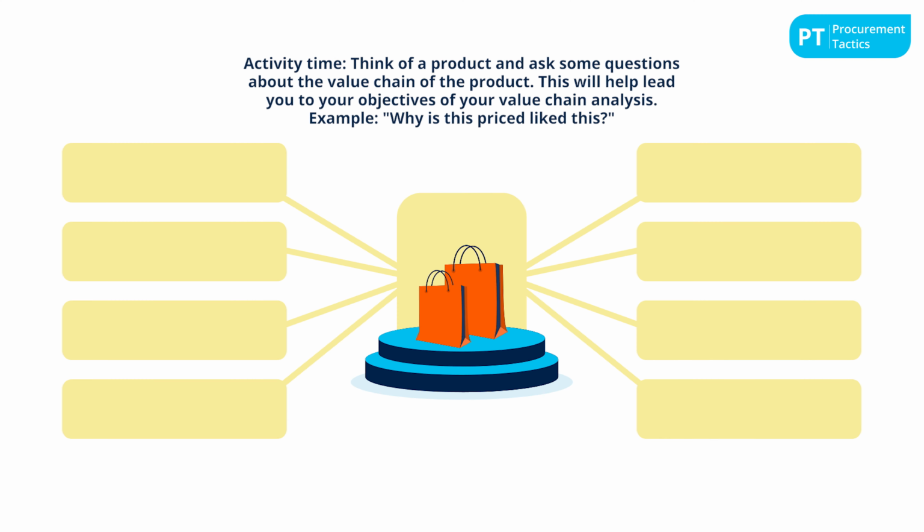This is a template that our team at Procurement Tactics made for you. In the center, you can place a product that you work with, and at the sides you can come up with the related questions that are important to ask regarding your product. Use the questions we've just illustrated as inspiration. By filling in this template, you can create an overview for your own product. This will help lead you to the objectives of your value chain analysis later in Module 3.